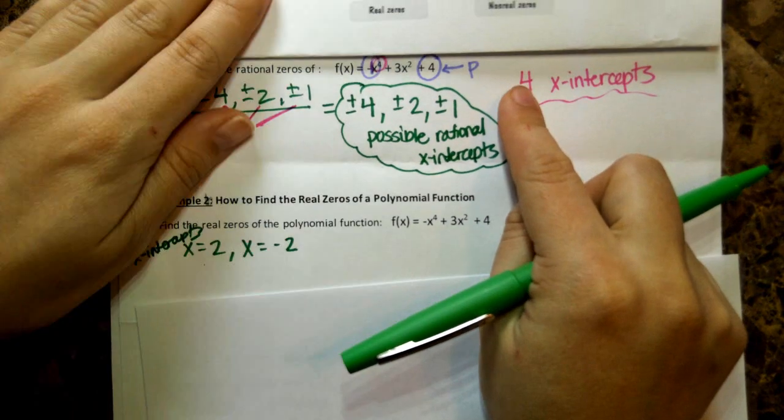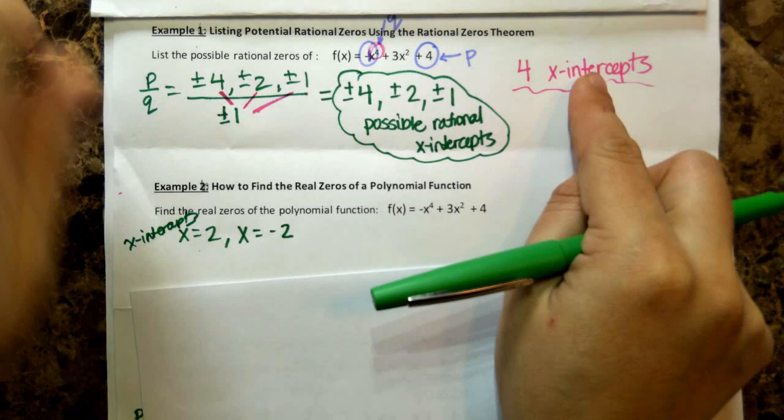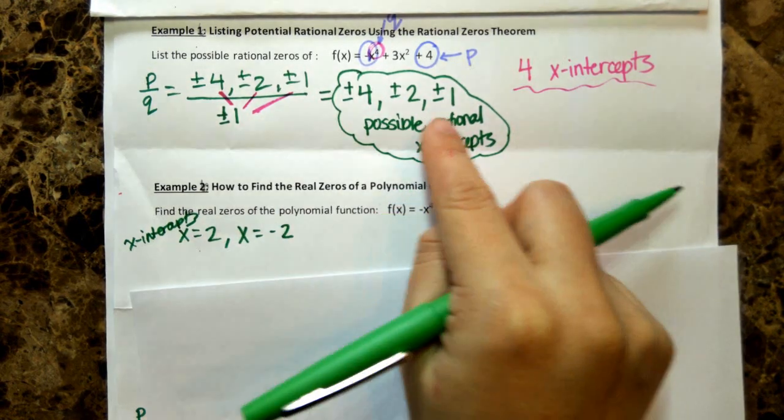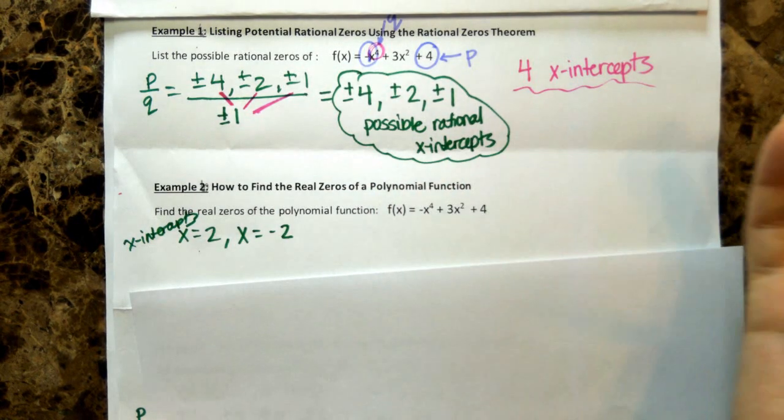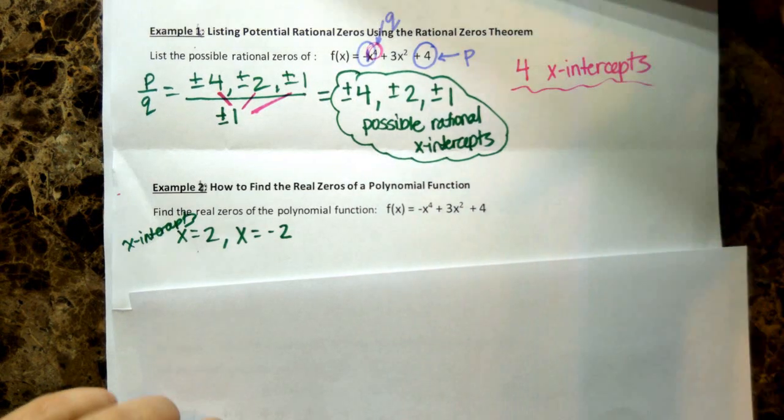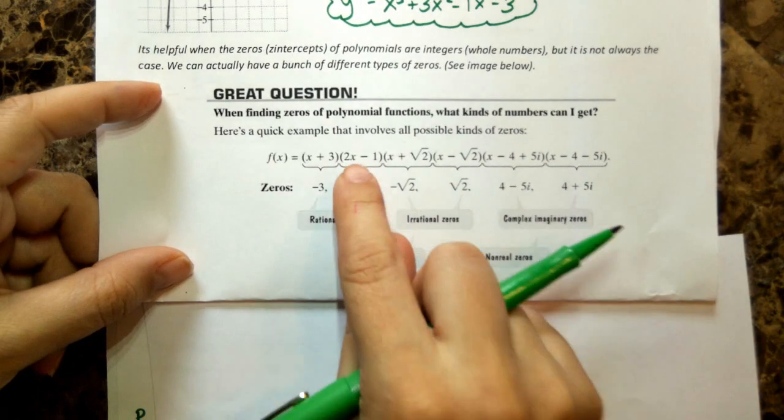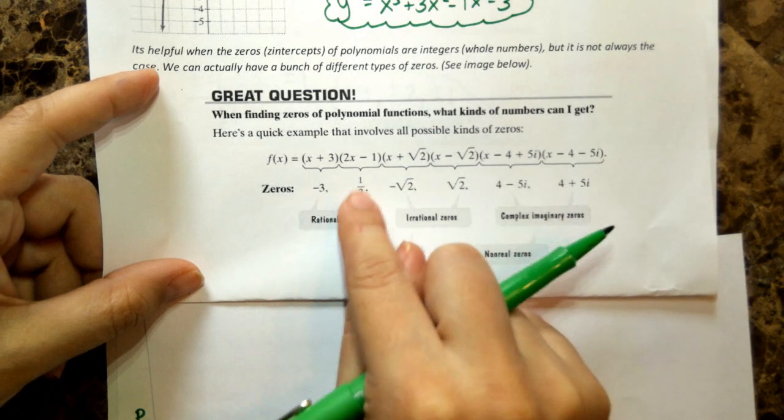There should be a total of 4 x-intercepts. There should be a total of 4 answers. However, I only got 2 answers from my list. There should be a total of 4. So where did we go wrong? Well, remember, like I said earlier, not all your answers will always be rational numbers, meaning whole numbers.